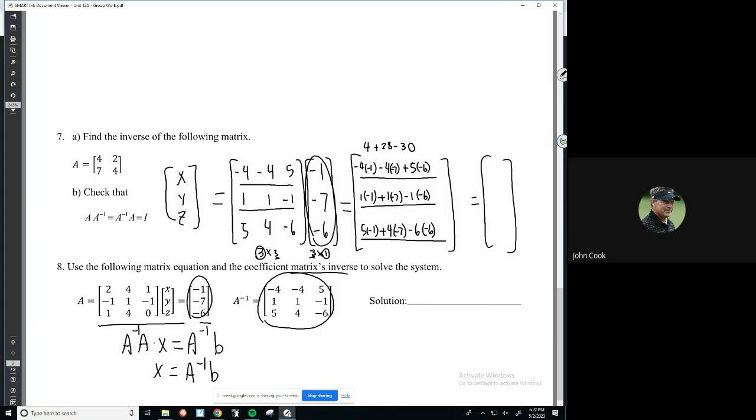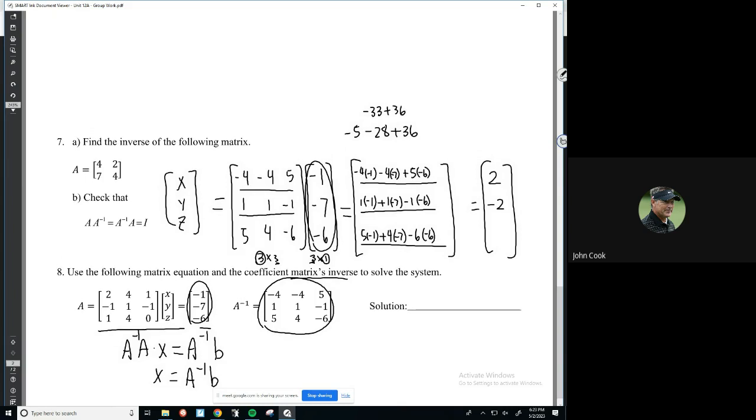So 4 plus 28 is 32. 32 minus 30 is 2. So 2 is our first number. Then after that, I've got negative 1, and then minus 7, and then plus 6. So negative 8 plus 6, that's negative 2. And then the last one is going to be negative 5, and then minus 28, and then plus 36. So that's negative 33 plus 36. So that'd just be a positive 3.